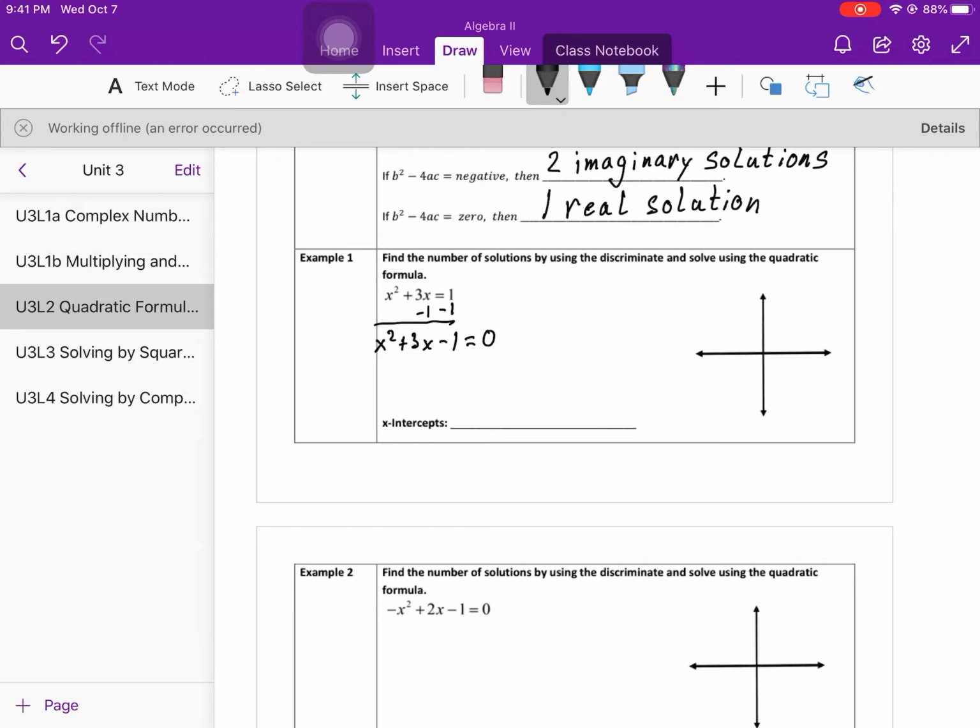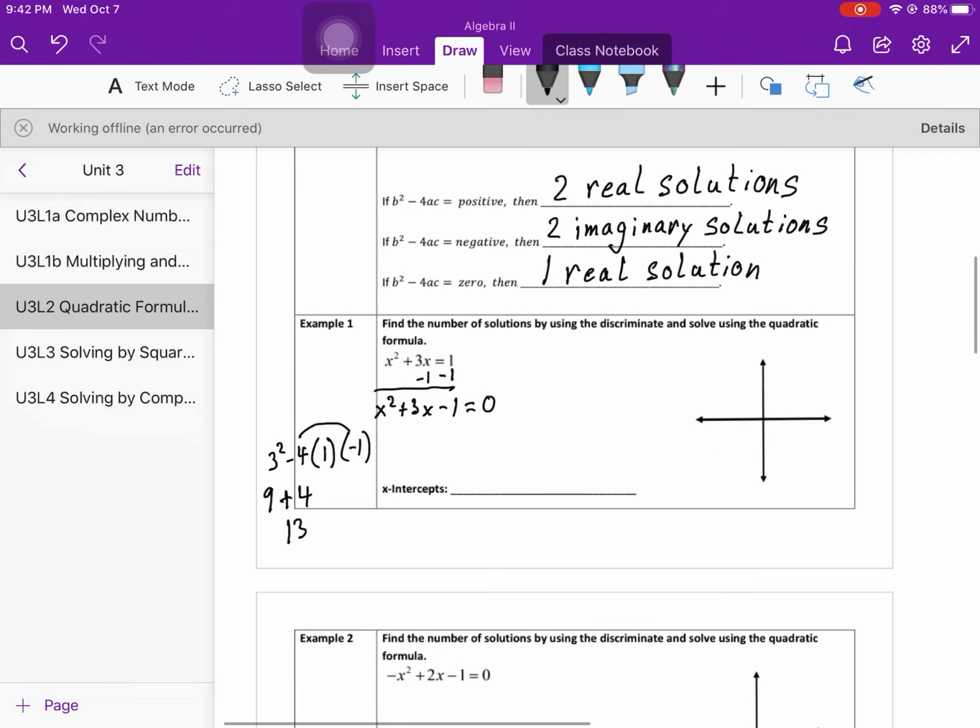So b in this case would be 3, because that's the single x term. So it's going to be 3 squared minus 4. The a value is 1, because there's nothing in front of x squared, so we assume there's a 1. And then the c value is negative 1. So we get 9. And then these two, negative 4 and negative 1, is going to give us positive 4. So we're going to get 9 plus 4, which is 13. Okay, now 13 is a positive number, so we end up with this situation right here where we're going to get two real solutions.